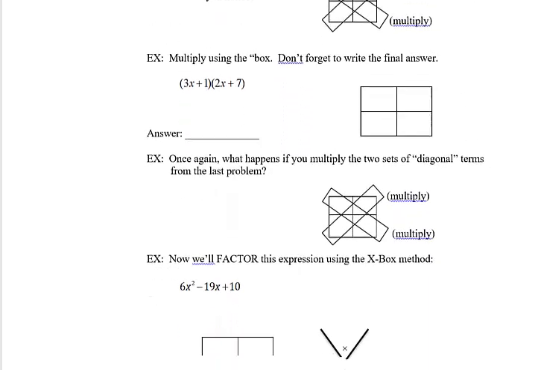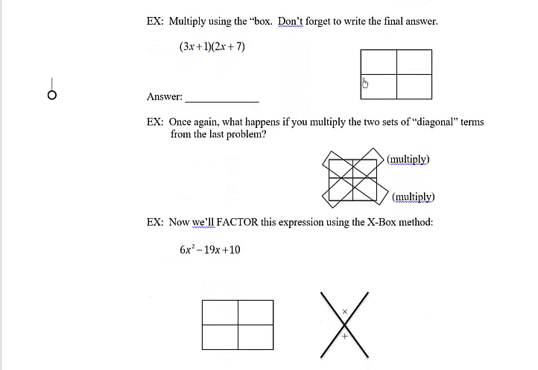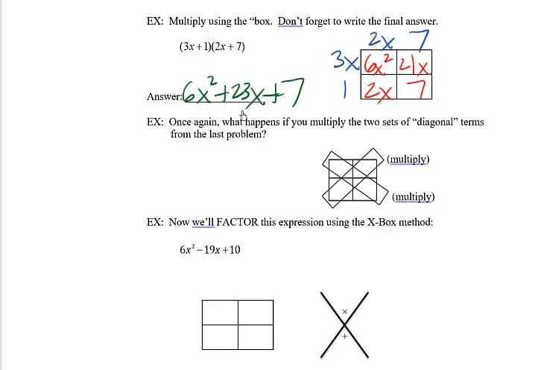Take a minute and also multiply that using the box. Here's the answer that you should have gotten. Well, let's look for that multiplication pattern again. If I multiply this way diagonally, I get 42x squared. If I multiply the other way diagonally, I also get 42x squared. This is not a coincidence. This happens every single time you use the box.